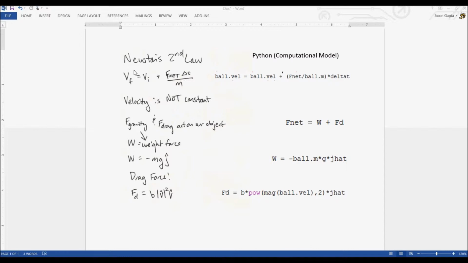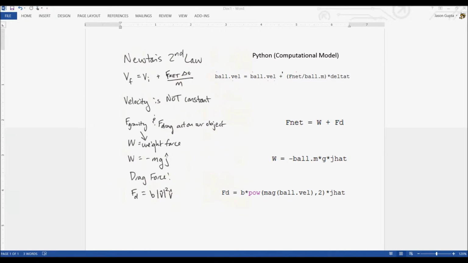The weight force is equal to negative mg(j), which means the object's mass times Earth's gravity multiplied by a unit vector to show the direction. The drag force is equal to the proportionality constant times the magnitude of the velocity squared, since we are calculating turbulent drag, and then multiplied by v hat, or the unit vector for velocity, which shows its direction. To the right is the Python representation for each of these equations, which helps us create our computational model.